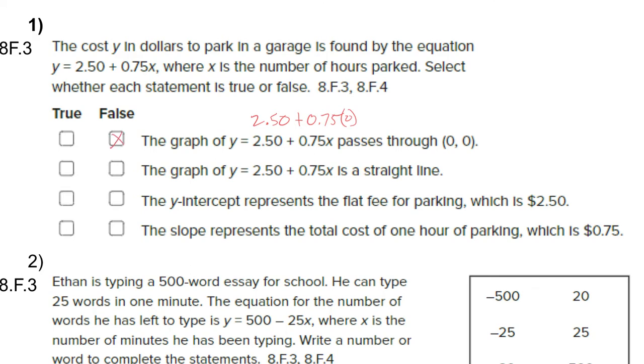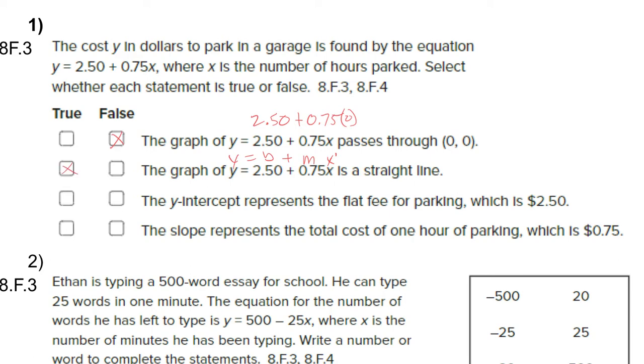The next one, the graph of this is a straight line. Yes, it's a straight line because it's in the form of y equals mx plus b, where m is 0.75 times x plus b. And x has to be to the first power, which it is. There's a silent 1 right there. So that's a straight line.